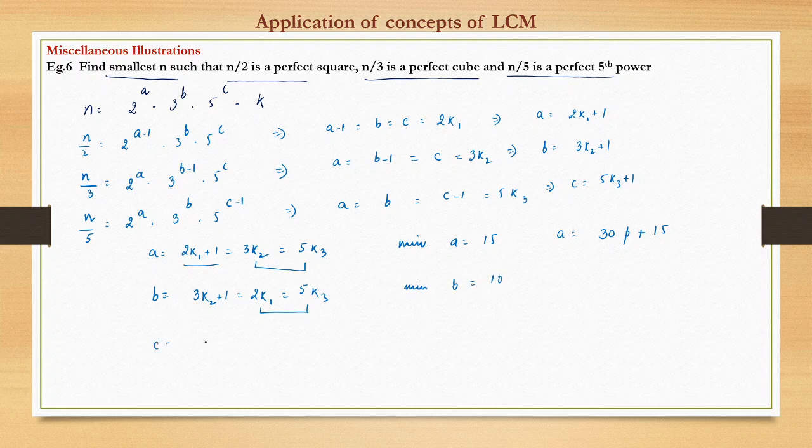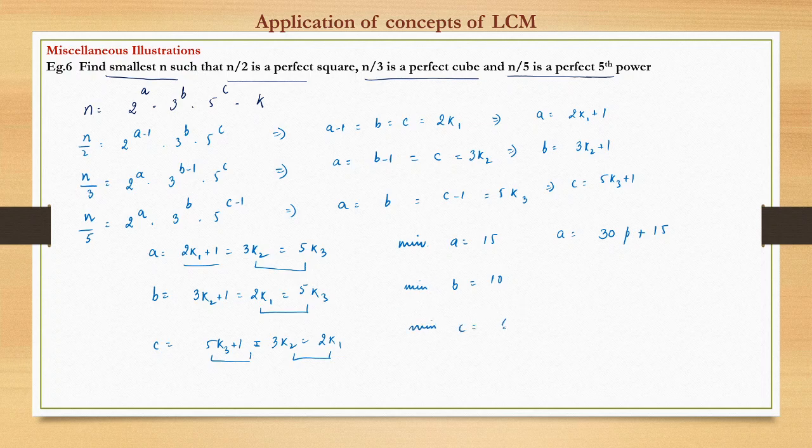Similarly, c we can write as 5k3 plus 1; c here is 3k2 and c here is 2k1. So from these two we can say the minimum value of c can be 6, so that it is a multiple of both 2 and 3. So 6 is the lowest number which is a multiple of 2 and 3 both, and it can also be written in the form of 5k plus 1. So minimum c is nothing but 6.